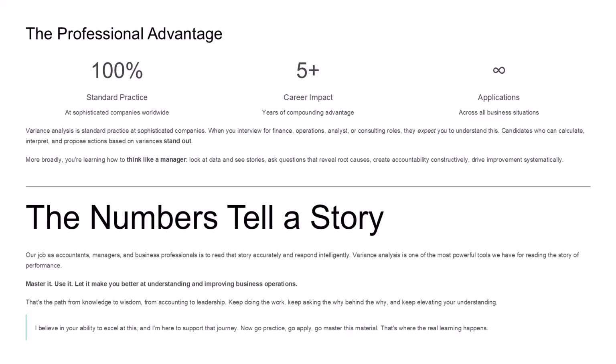Now go practice, go apply, go master this material. That's where the real learning happens.